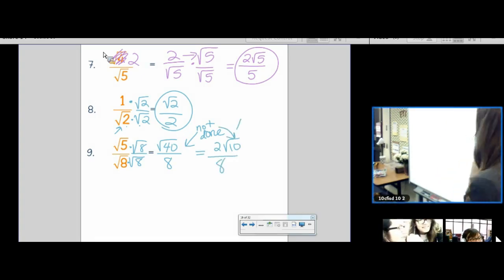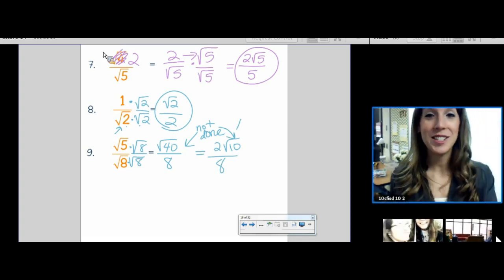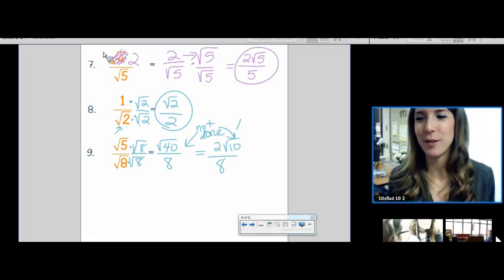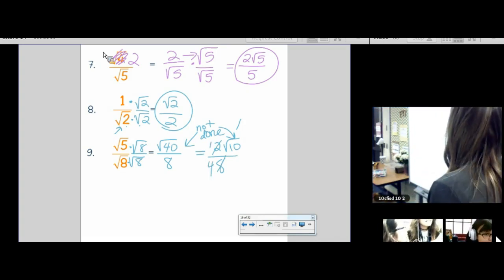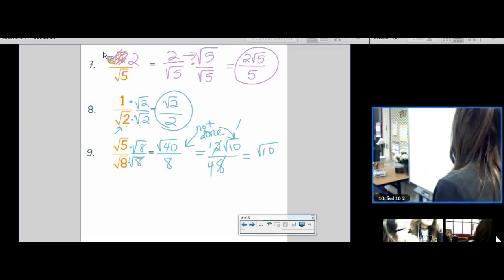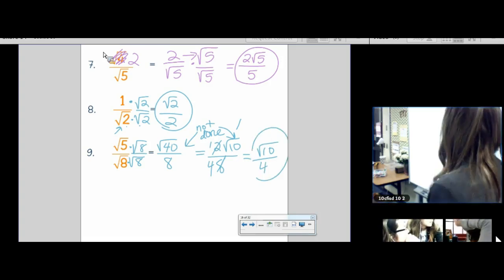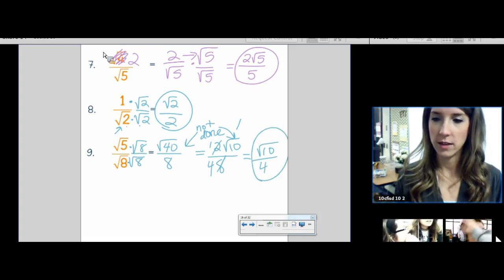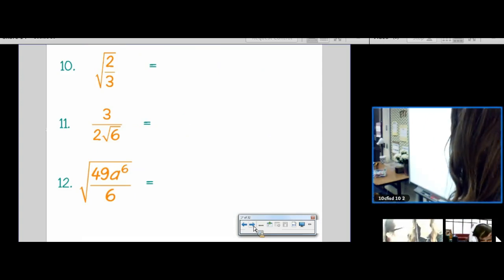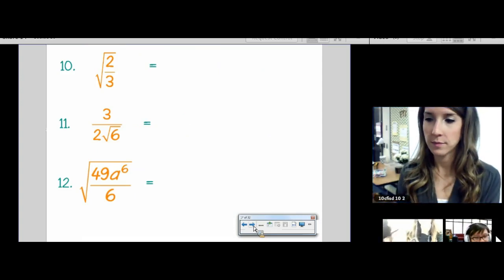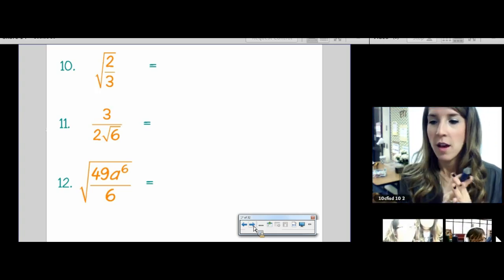Here, I'll draw another arrow. We're still not done because 2 over 8, that can be reduced. 2 over 8 is 1/4. So the final beautiful answer is square root 10 over 4. Woo! 10, 11, and 12. Go ahead and try those. All right, here we go.